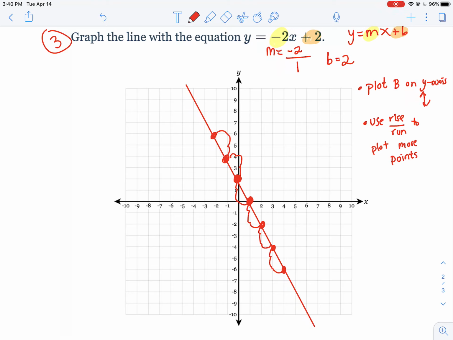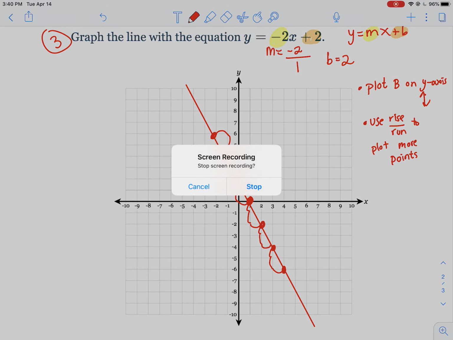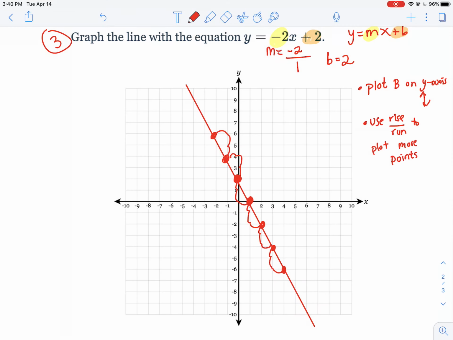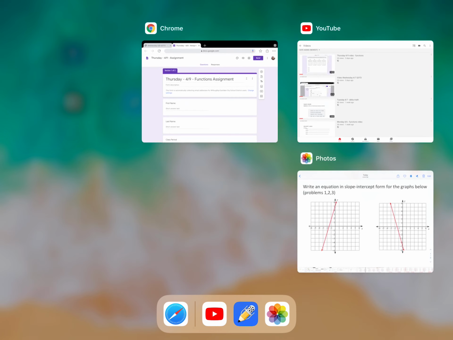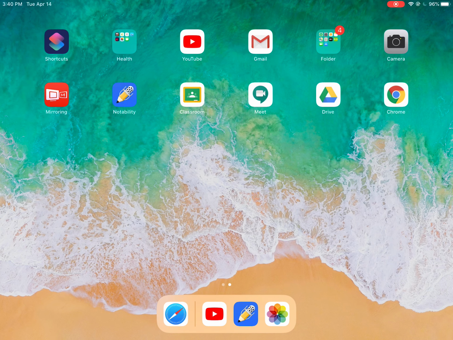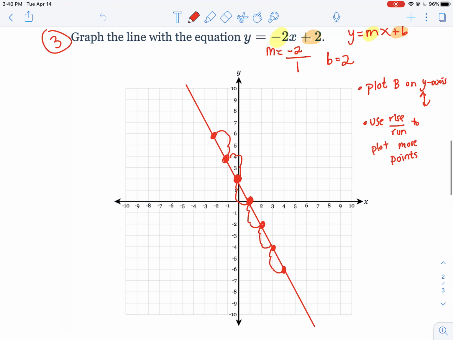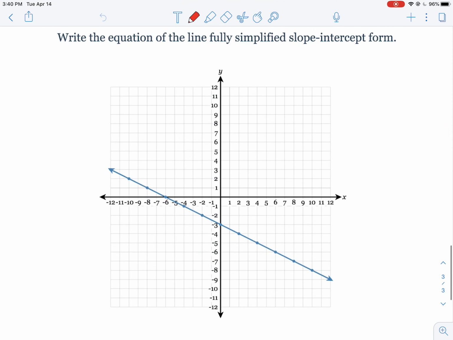For some reason, my page does not want to move. All right. Let's see if this helps. Sorry about this. All right, there we go.